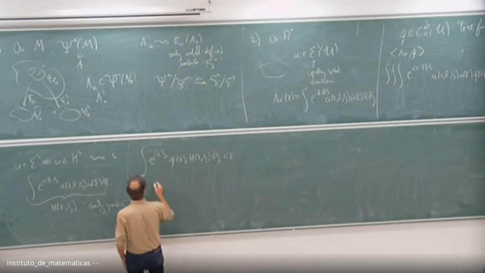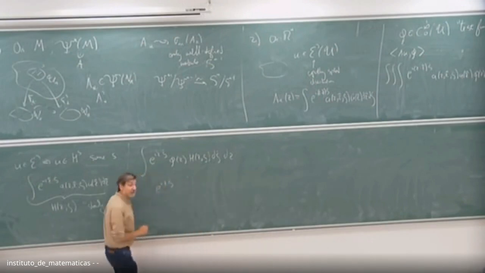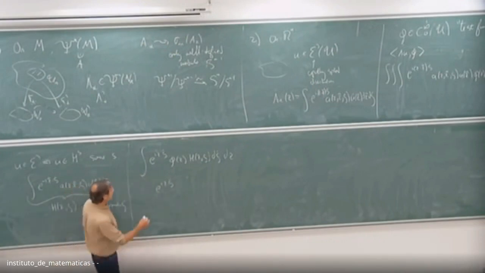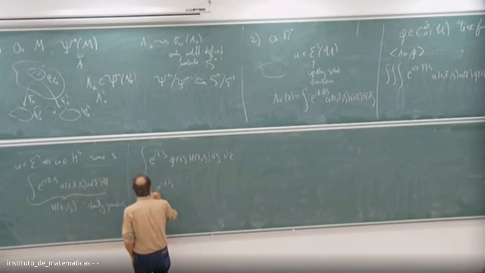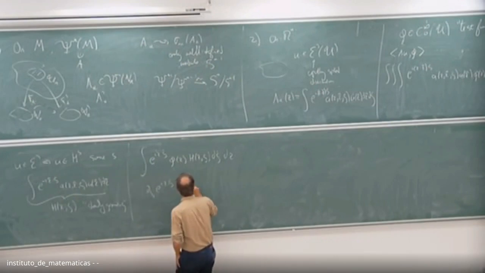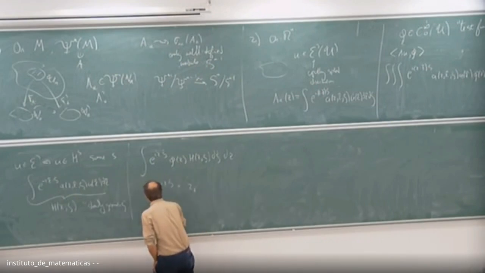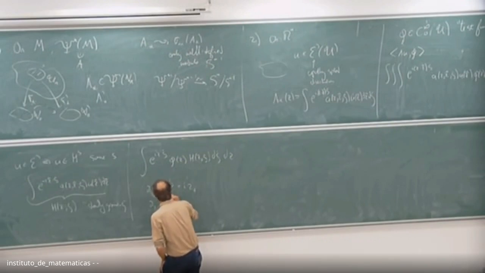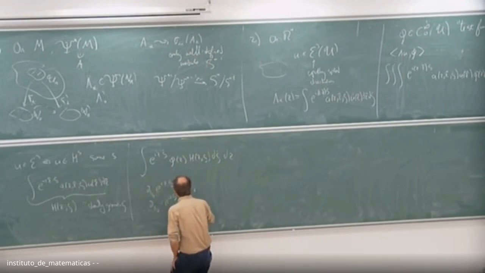Now the point is the following: if I take this e to the i z dot zeta, then I'm going to do something very similar to what I did before. So I just remember the rule. If I take a d zeta j of this, I'm going to have an i times z j. If I take a d z j of this, I'm going to have an i times zeta j, e to the i z dot zeta.